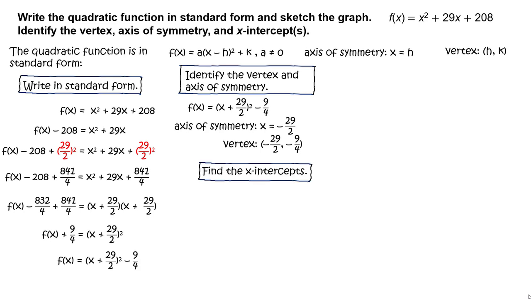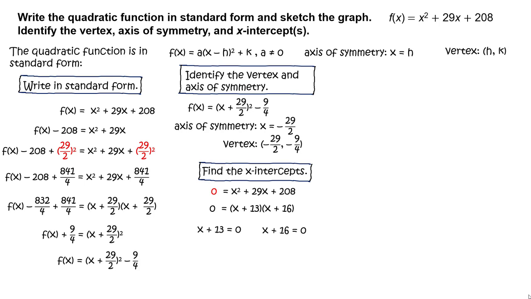Now you're ready to find the x-intercepts. Write the original quadratic function and substitute 0 for f of x. Solving the resulting equation will help you find the x-intercept. 0 equals x squared plus 29x plus 208. Factor the expression on the right side of the equation. 0 equals the quantity x plus 13 times the quantity x plus 16.